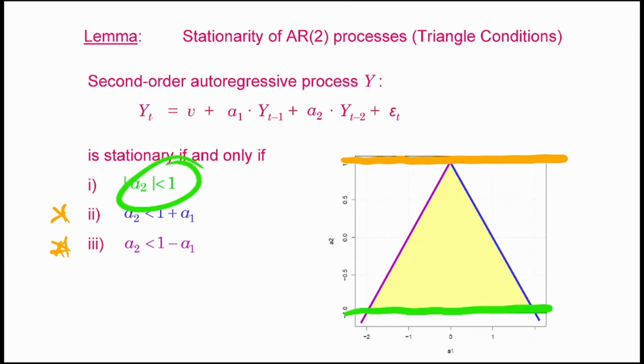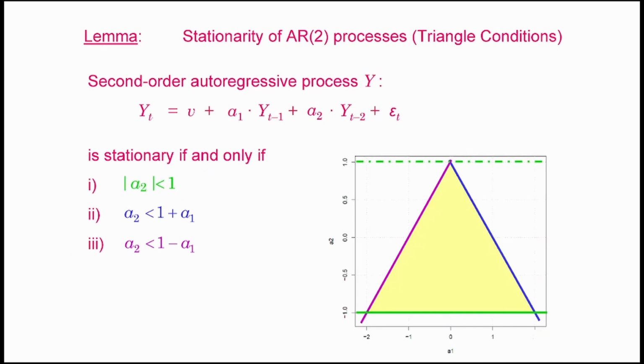All right, so the absolute value is simply just that. And now this generates a yellow triangle here in the coordinate system. If you are inside that yellow triangle, then the process is going to be stationary. And if you are outside that yellow triangle, for example, if a1 is going to be 1.5 and a2 is going to be, let's say, 0.5, then you are here.